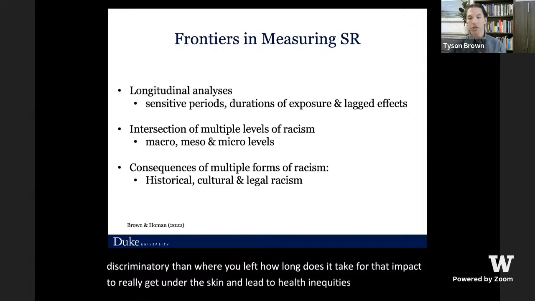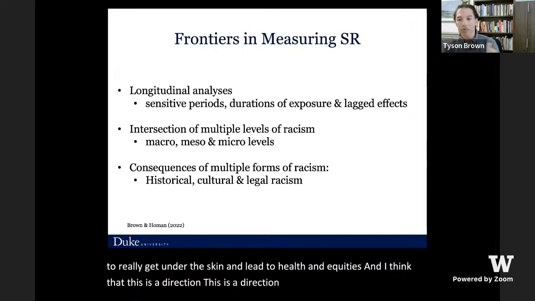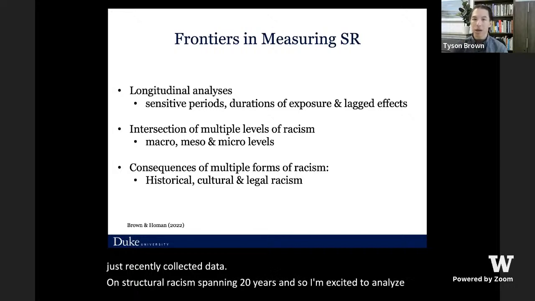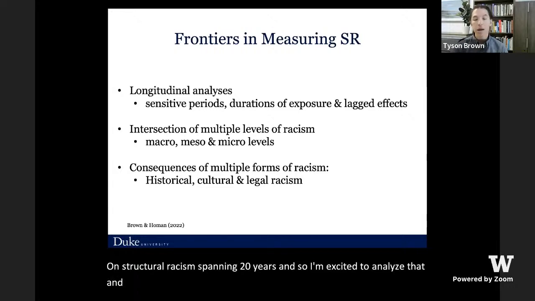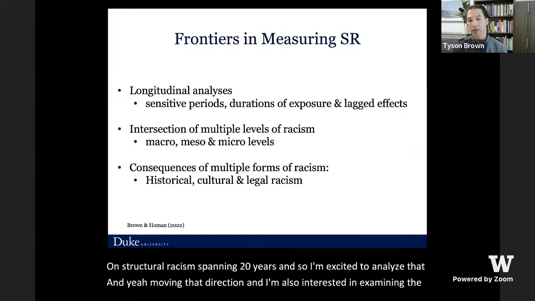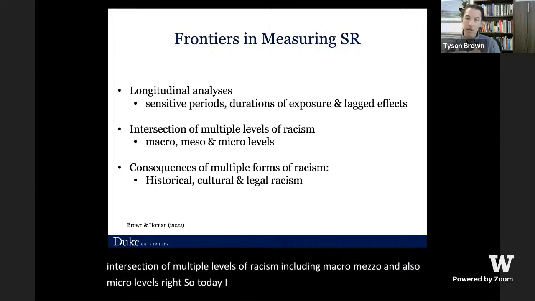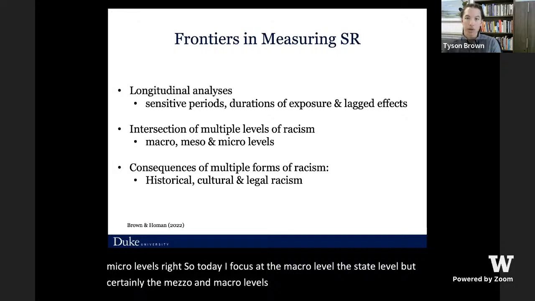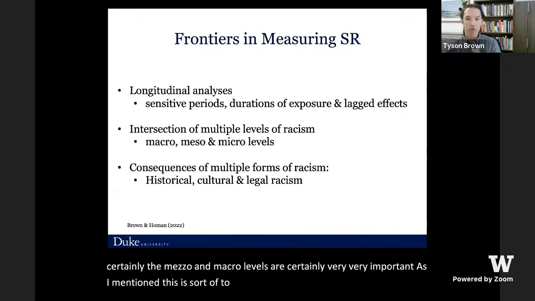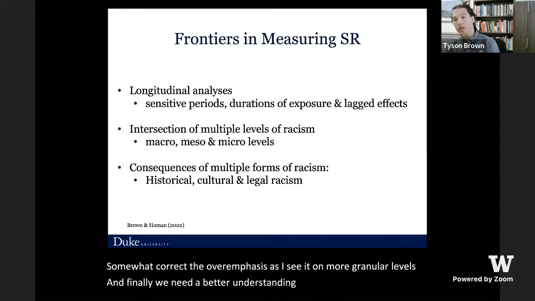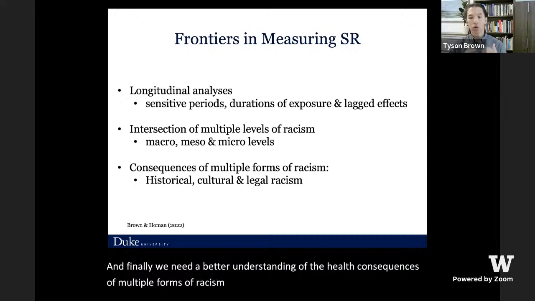And I think this is a direction that my work is going in. I just recently collected data on structural racism spanning 20 years. And so I'm excited to analyze that and move in that direction. I'm also interested in examining the intersection of multiple levels of racism, including macro, meso, and micro levels, right? So today I focus at the macro level, the state level, but certainly the meso and micro levels are very, very important. As I mentioned, this was sort of to complement and somewhat correct the overemphasis, as I see it, on more granular levels. And finally, we need a better understanding of the health consequences of multiple forms of racism, including historical, cultural, and legal forms.